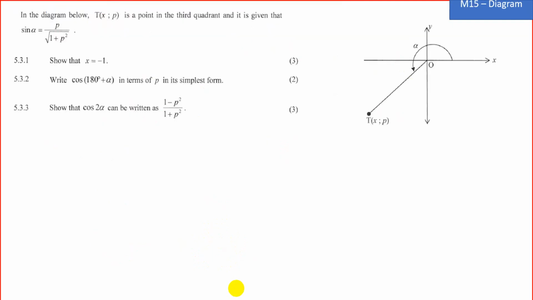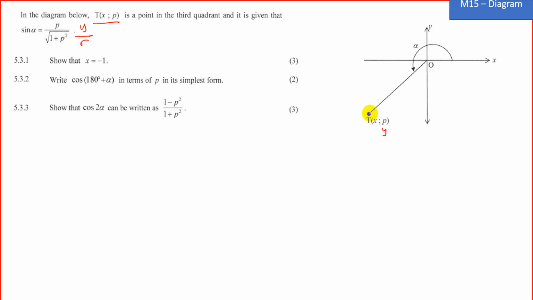Okay, our next question is a little bit of a challenge, so let's go through it slowly. It says in the diagram we have a point T, which is (x, p). So remember, the p value actually represents y, which is in the 3rd quadrant, and it is given that sine alpha is actually equal to -p over root of, and remember sine means y/r.